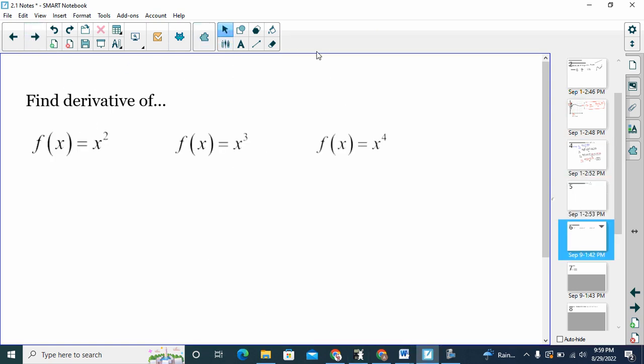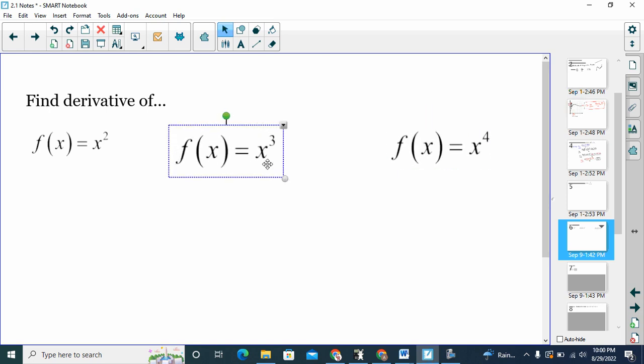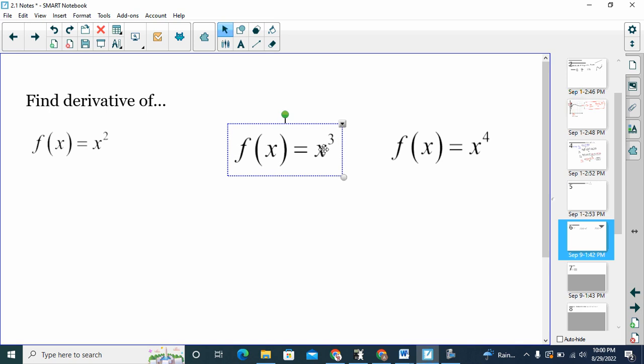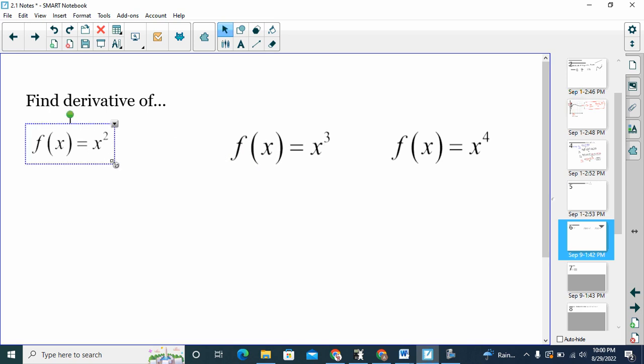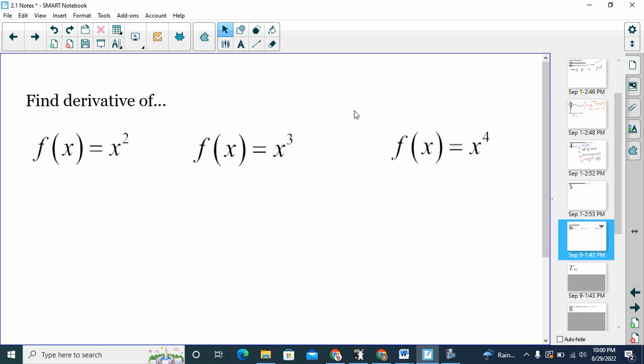We were asked to find the derivative of each of these. I want you to do the derivative of x squared and x cubed in your notes. And I'm going to do the derivative of x to the 4th. You don't need to copy that into your notes at all. But I do want to take a look at what that looks like. You can actually pause the video and then when you're ready, resume it.